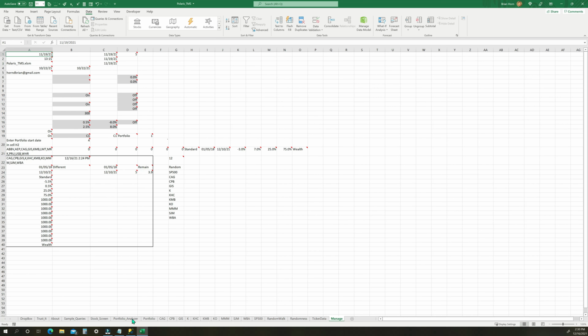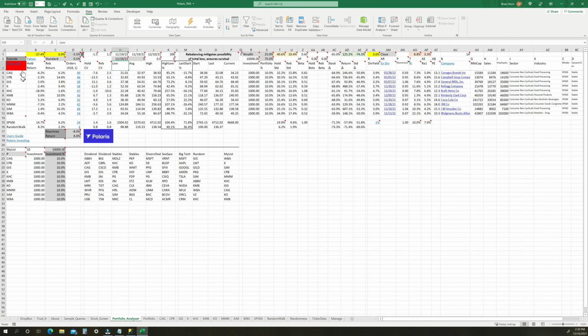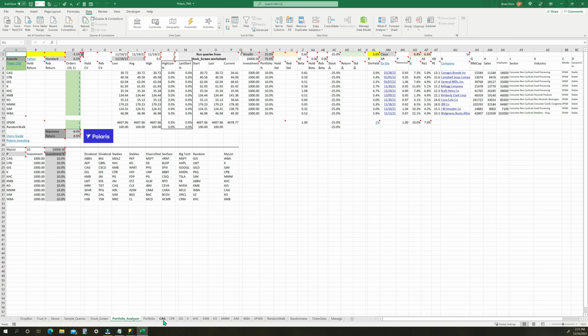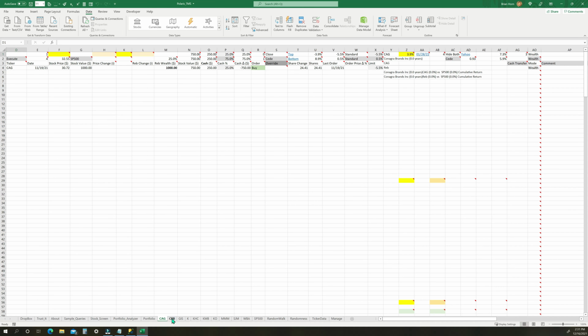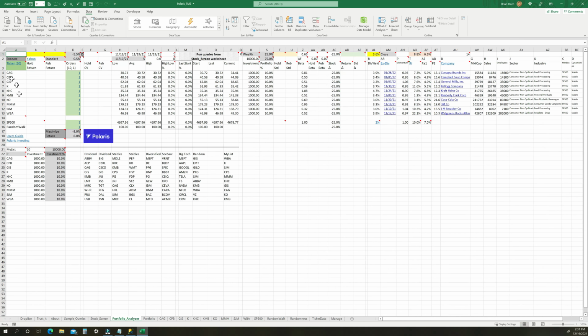So now going back to the Portfolio Analyzer worksheet and selecting Execute, it's going to start up the portfolio on 11/19/21. So for Conagra, it's just one order that we see, namely this initial buy, and that's what we're going to see for every ticker. So we end up with 10 orders across the 10 different tickers.